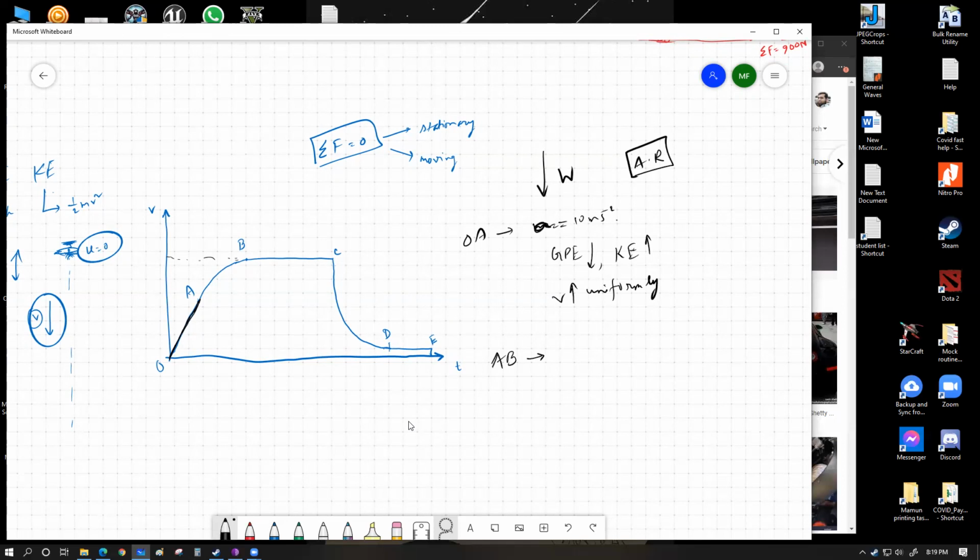So for the segment AB, we have decreasing acceleration of fall. Okay, I told you something here, and I'll say it very clearly, so please pay close attention. Decreasing acceleration is not deceleration. Think about it. I'll say it again. Decreasing acceleration is not deceleration. Are you getting my point?